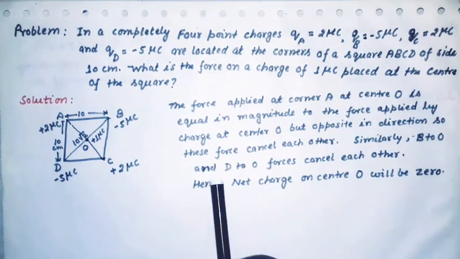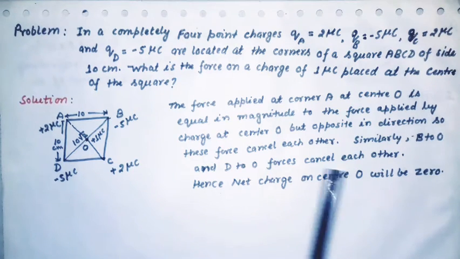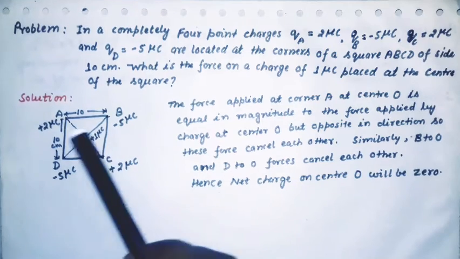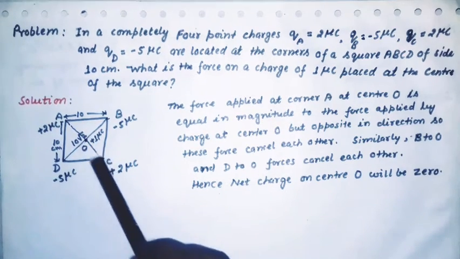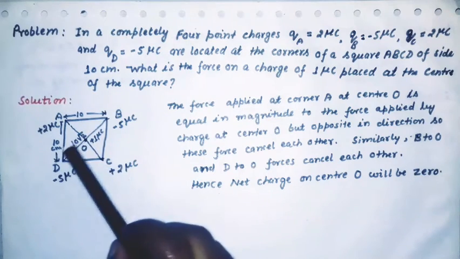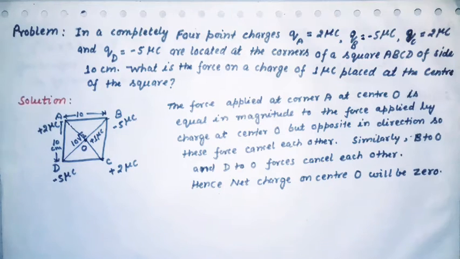So we can write the explanation as: the net force on the center O will be 0, because the forces from A to O and C to O are cancelling each other, and the forces from D to O and P to O are cancelling each other, due to the opposite direction and equal magnitude. So the net force on center O will be 0.